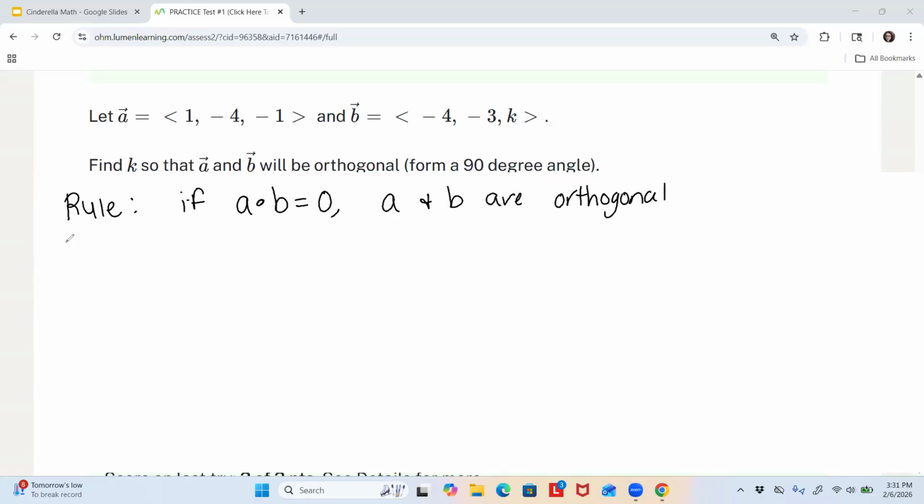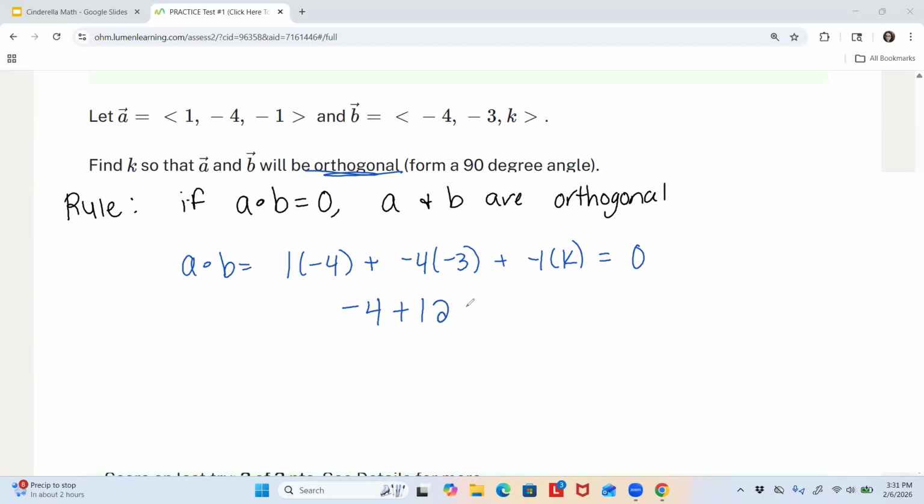So you just need to know that. So let's dot these two together. Let's do A dot B. So that would be 1 times -4 plus -4 times -3 plus -1 times k. And if we want them to be orthogonal, we're going to set that dot product to 0. Solve. So that would be -4 plus 12 minus k equals 0. That would be 8 minus k equals 0. Let's add that over. 8 is k. And that's the question. Find k. 8. That's one of the easiest ones on there if you just know that rule that the dot product needs to be 0.